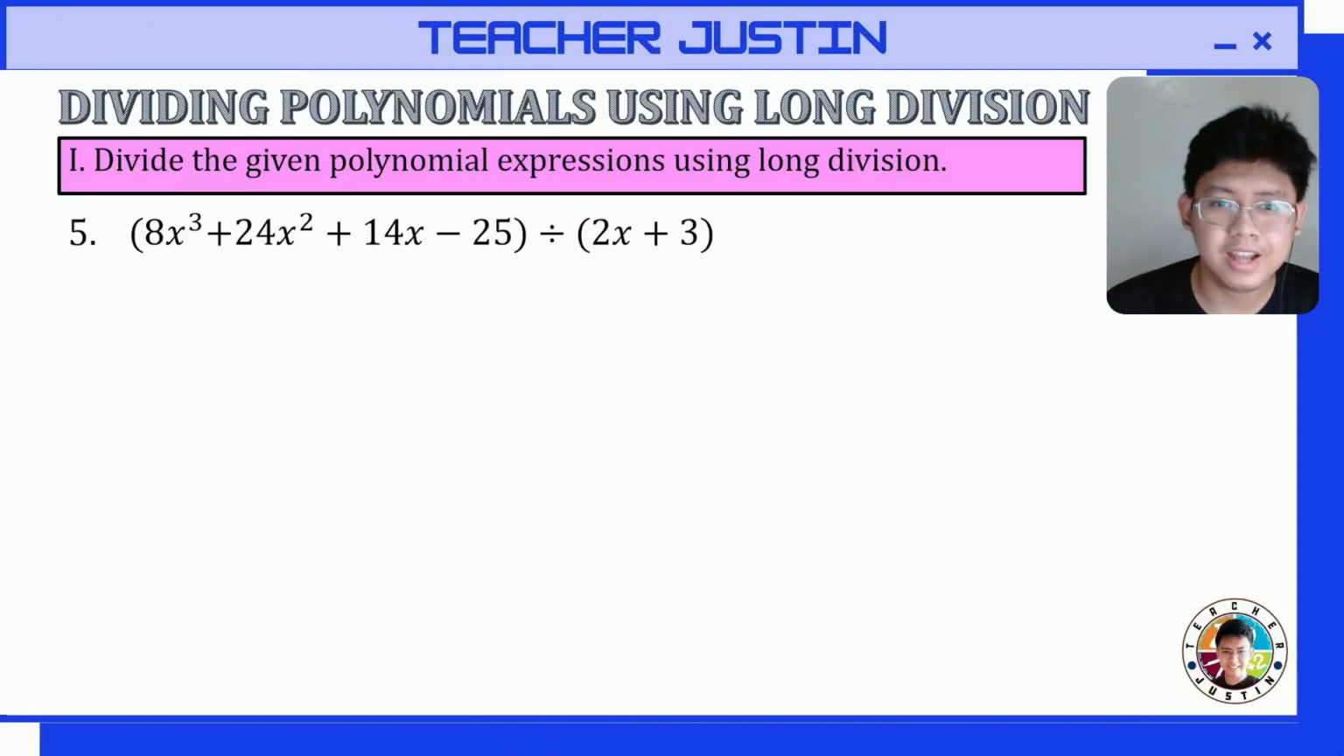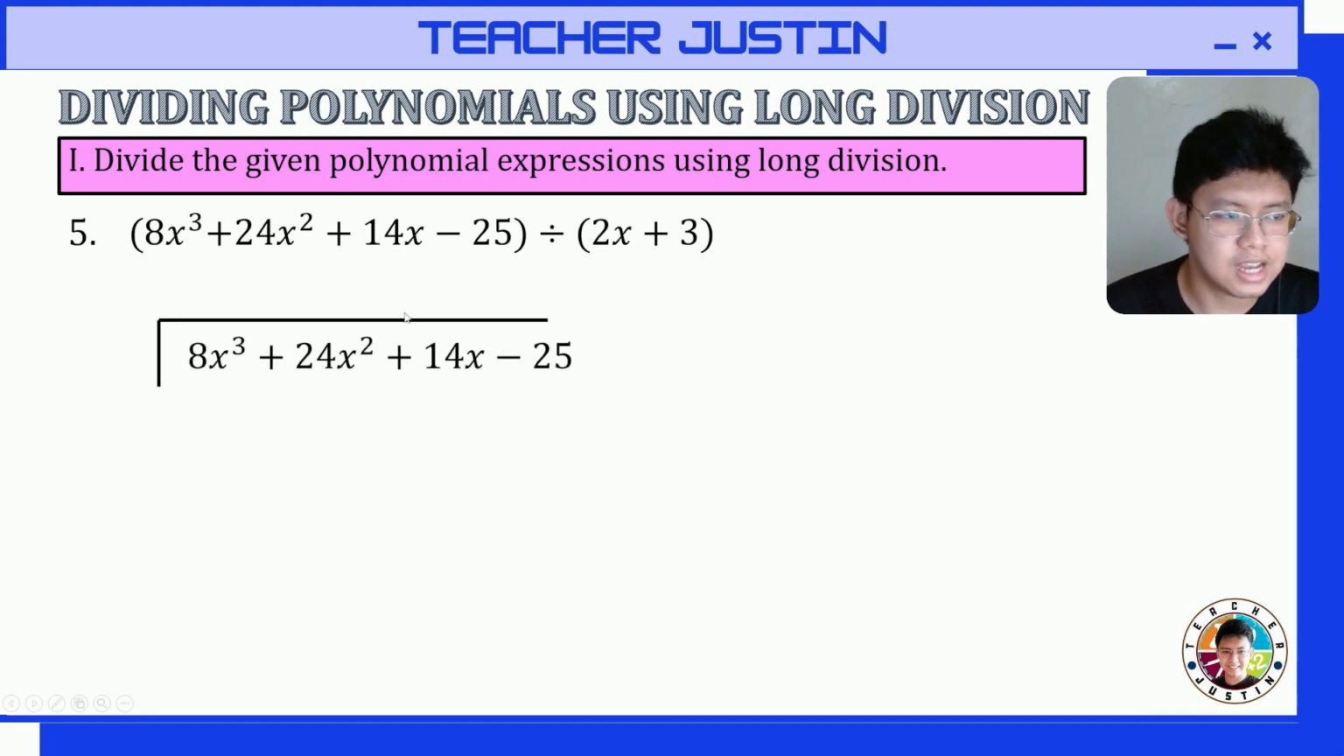Okay. Let's divide these polynomials using long division. So, ang first step natin is to identify the dividend and the divisor of this expression. So, yung unang polynomial dito is our dividend. So, we write it inside the division bar. Tapos, yung second polynomial, that will be our divisor. So, lagay natin siya sa labas ng ating long division.